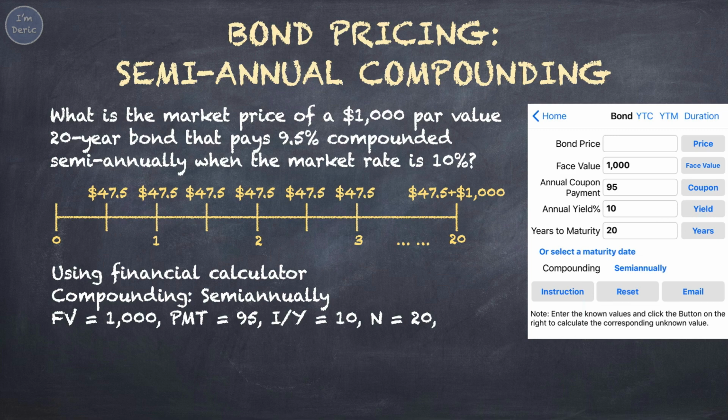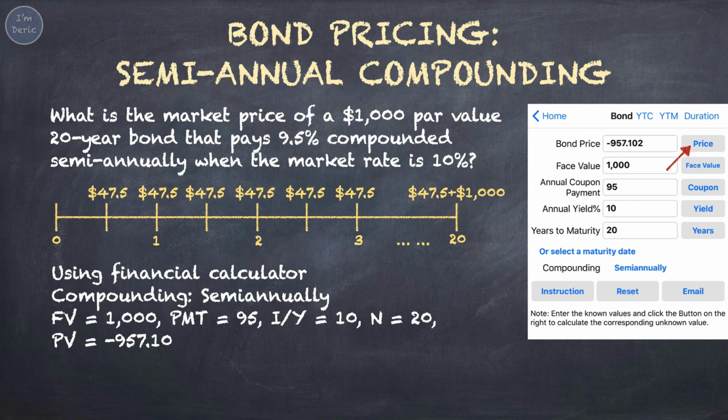FV, the future value is the face value or par value, equals to $1,000. PMT, annual coupon payment, taking 9.5% times $1,000 par value, you will get $95. IY, the market interest rate equals 10%. N, years to maturity equals 20.